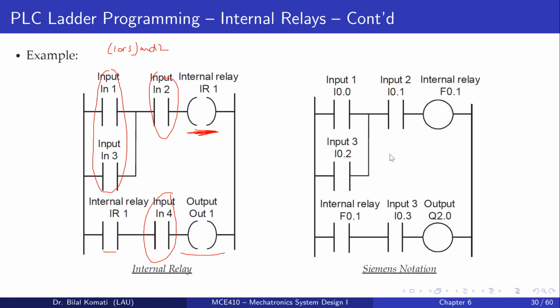Here is another example, with the Siemens notation. With the input addressing, the internal relays are represented by F and the output relays are represented by Q, with the addresses. So this is the general notation to the left, and to the right we have the Siemens notation.